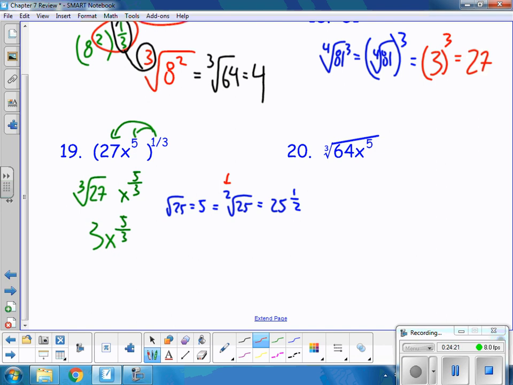All right, let's take a look at number 20. I need to do the cube root of 64 and the cube root of x to the 5th power. So the cube root of 64 times the cube root of x to the 5th. Cube root of 64 is 4, and I end up with x to the 5/3 power again.